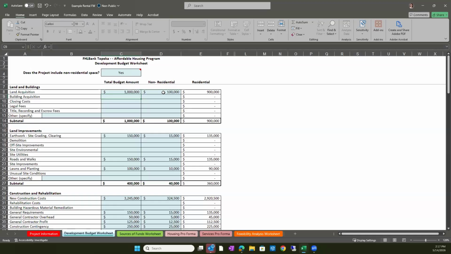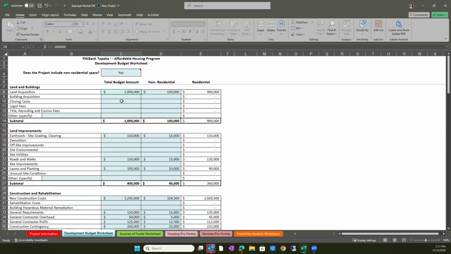Okay. From here, I'm not going to cover every single line item in the budget because that would take us a very long time, of course, but I do want to cover a couple of important items that we are commonly seeing errors with or that we get a lot of questions about during our review. The first being in the land and building section here at the top.